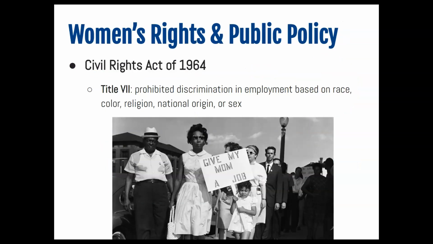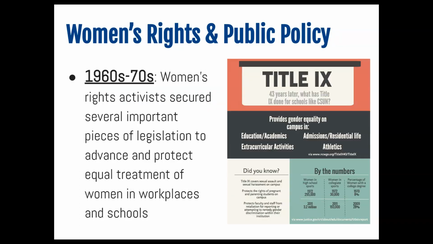Now, the Civil Rights Act of 1964 was important for civil rights for African Americans, but it was also crucial to women's legislative and legal efforts. And that was because of the inclusion of Title VII of the Civil Rights Act of 1964, which prohibits discrimination in employment based on race, color, religion, national origin, or sex. So there's going to be lots of lobbying by women's groups for strong enforcement of Title VII, protecting women from discrimination in their jobs. Throughout the 60s and 70s, women's rights groups will have major victories in securing several important pieces of legislation to protect and advance the equal treatment of women in workplaces and schools.